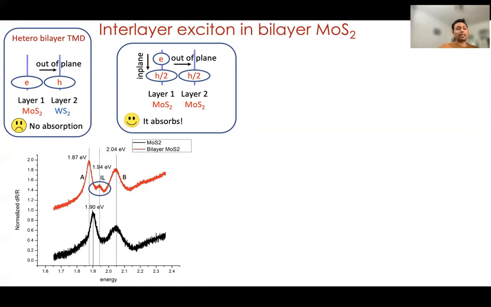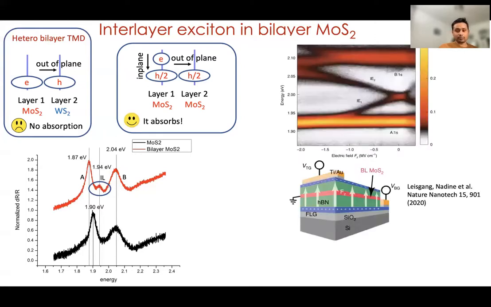Now, on the bottom panel, the black curve shows the differential reflection at room temperature of monolayer MoS2, and there are two peaks associated with the A and B excitons. The red curve is the differential reflection of bilayer MoS2 at room temperature. And you see there's a small peak between the A and B excitons, and that is precisely the interlayer exciton, which we are going to focus on in our talk.